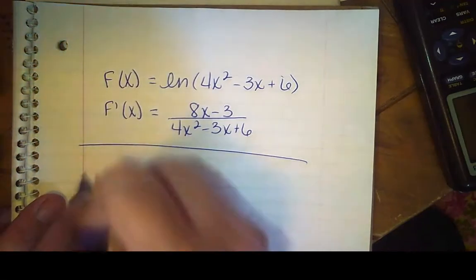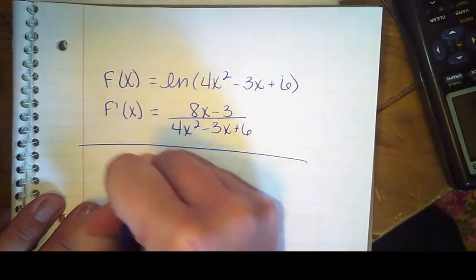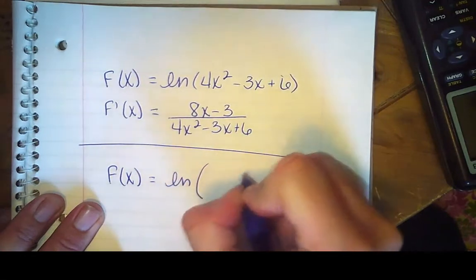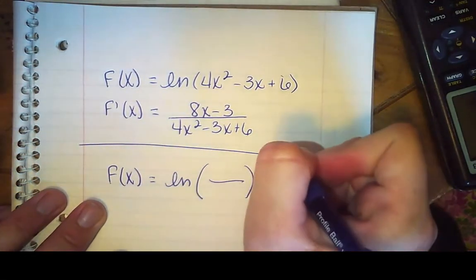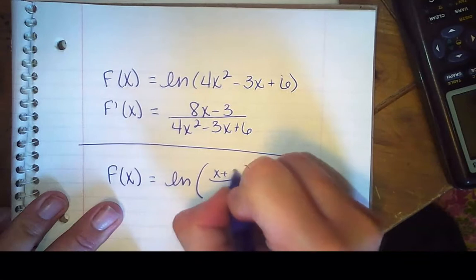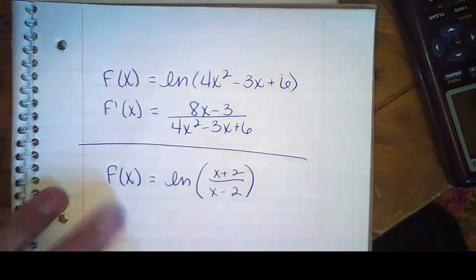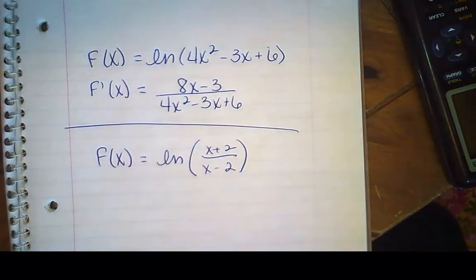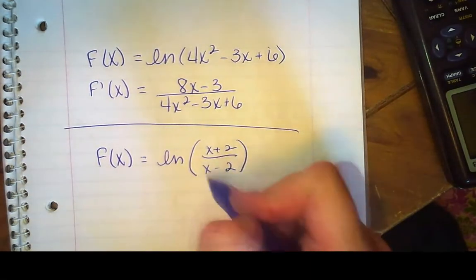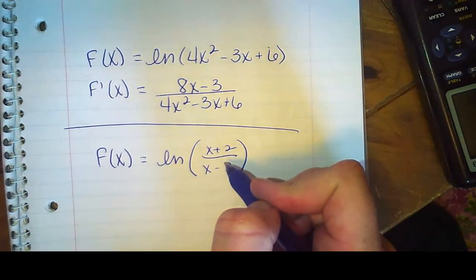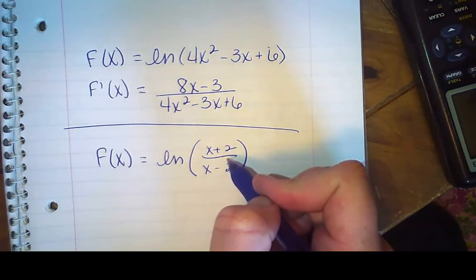All right, I have find the derivative of the function. So I've got f of x equals the natural log of x plus 2 over x minus 2. All right, so let's talk about this one. To take the derivative of a natural log, I take the derivative of the argument, which is going to use quotient rule, over the argument itself. So I'm going to end up with a heifer fraction.